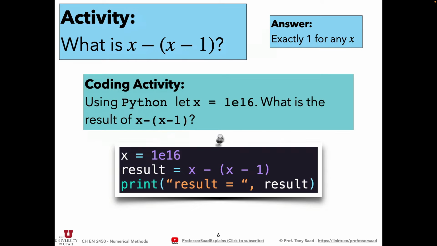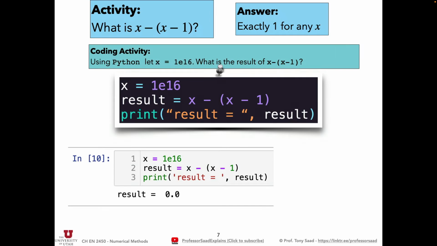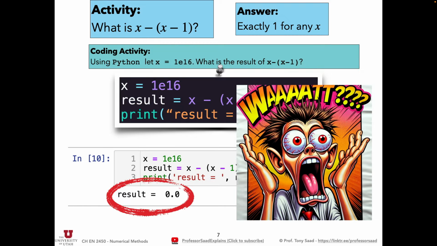So you declare a variable x. Its value is 1e16, so that's 10 to the power 16. You declare another variable, that's your result. This is where we're going to store x minus (x minus 1), and then we're going to print it. If you did this right, you're going to get your result to be 0. Okay? And if this doesn't shake your faith in computers, it should.